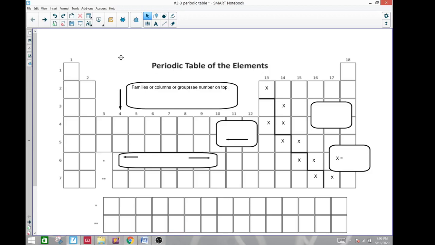We're going to do a quick little video on the periodic table and some general information about what the periodic table looks like and things we can do with the periodic table. So the columns that go up and down are quite often referred to as either families or columns or groups.